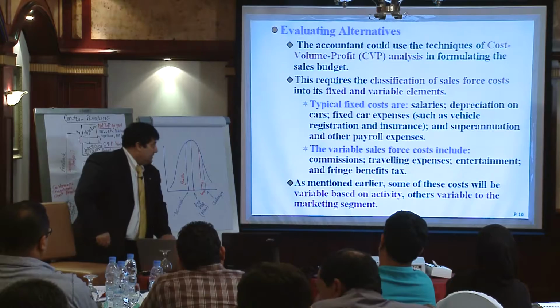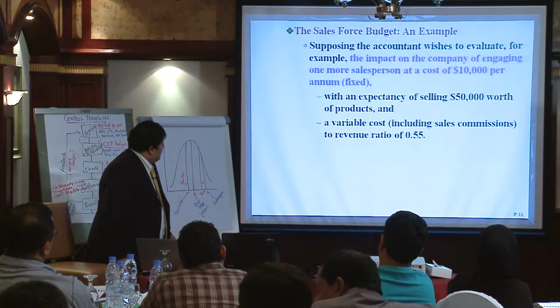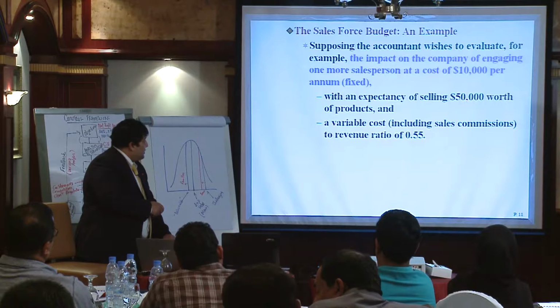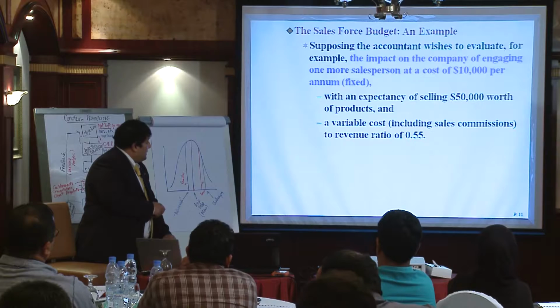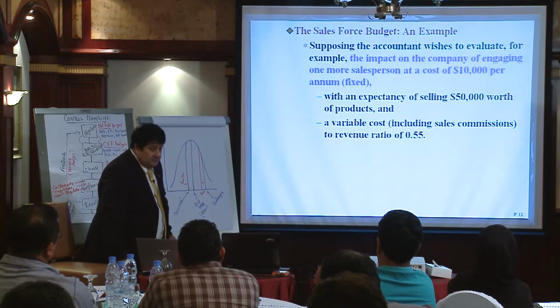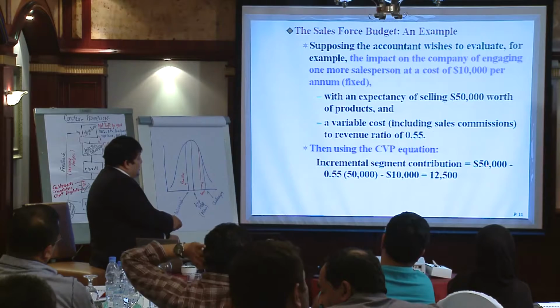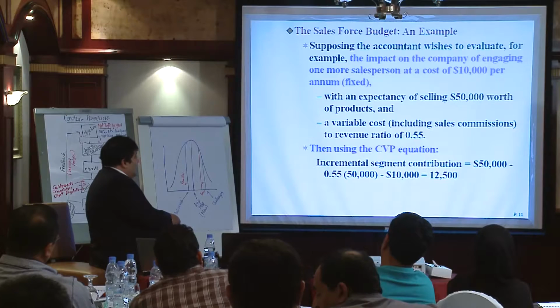Okay, so let us take a simple example where you want to evaluate the impact of a salesperson who's going to cost you $10,000 per annum fixed, with the expectation of selling $50,000 worth of products, that is 5 times the fixed amount. But also, the variable cost, including the sales commissions, is 0.55. So a simple equation would be that your incremental segmental contribution by hiring this one person is $50,000 of sales minus 55% of 50,000 variable cost minus a fixed cost of 10,000, which is 12,500. So it is worth hiring this person.